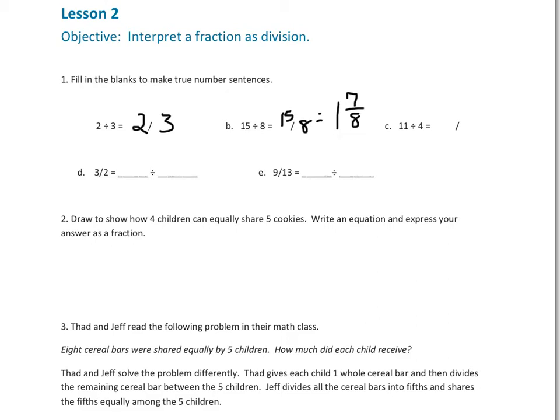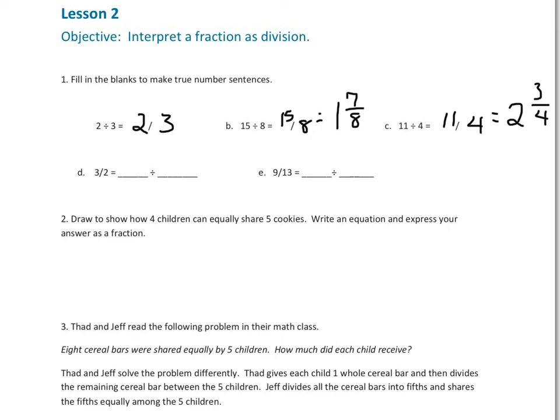Part C, 11 divided by 4. You take the first number, the 11, make that the numerator. You take the 4 and make that the denominator. 11 divided by 4 is 11 over 4, which then could be broken into a mixed number. 4 can go into 11 twice, and then you would be left over with 3/4. 2 3/4 is equivalent to 11/4.